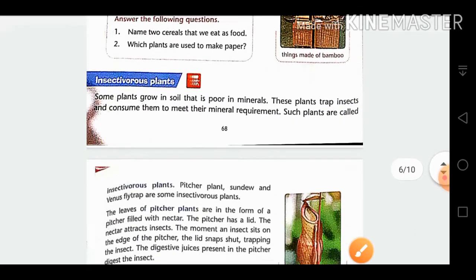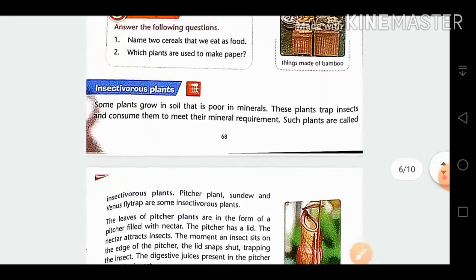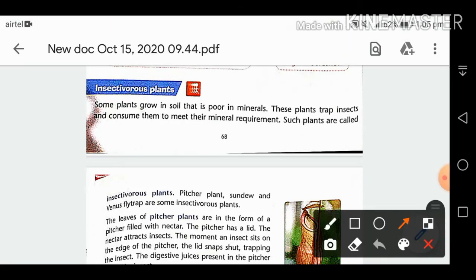So the next is insectivorous plants. It is the last type of plant. What are insectivorous plants? They consume insects, or these plants trap insects and consume them to meet their mineral requirement. Plants also need food to survive. So what they do is consume the insects. We cannot say they eat the insects, they consume the insects. Such plants are called insectivorous.